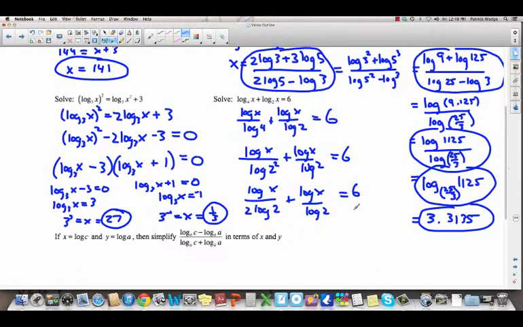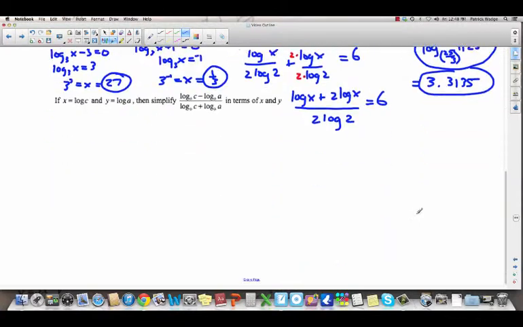All right, now we're adding. You need to have common denominators. What do you need to multiply this denominator by to get 2 log 2? You have to multiply by 2. And what you do to the bottom, you have to do to the top. So we end up with log x plus 2 log x, all over the denominator 2 log 2, equals 6.